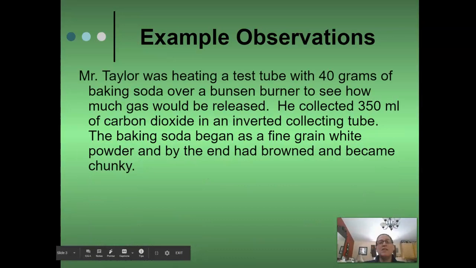So here's an example observation, right? Mr. Taylor was heating a test tube with 40 grams of baking soda over a Bunsen burner to see how much gas would be released. He collected 350 milliliters of carbon dioxide in an inverted collecting tube. The baking soda began as a fine-grained white powder and by the end had browned and become chunky. So those are the observations.